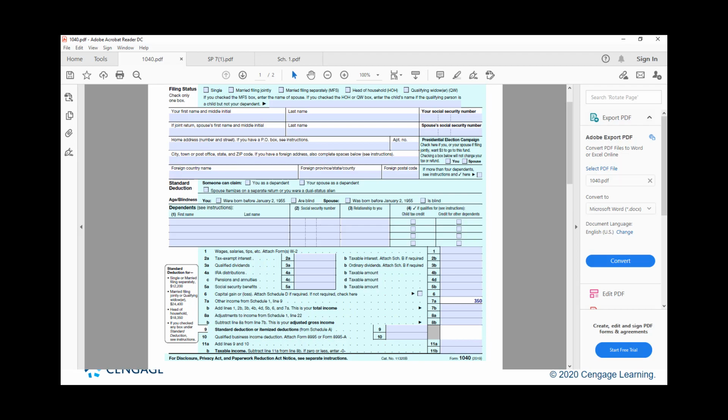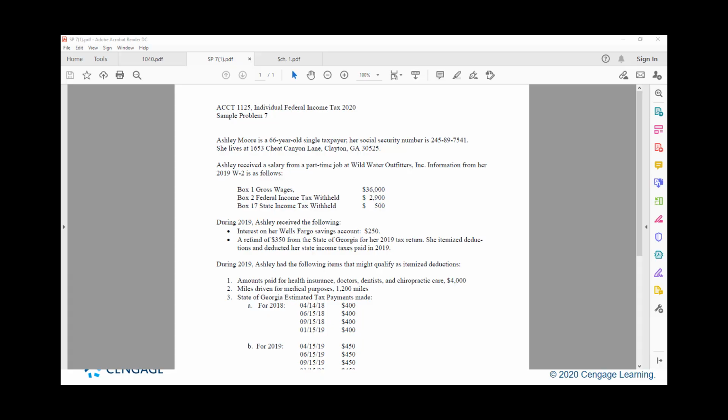During the year, Ashley had the following items that might qualify as itemized deductions. Number 1, amounts paid for health insurance, doctors, dentists, chiropractic care, $4,000. Yes, $4,000 qualifies to be itemized deductions under the medical category.